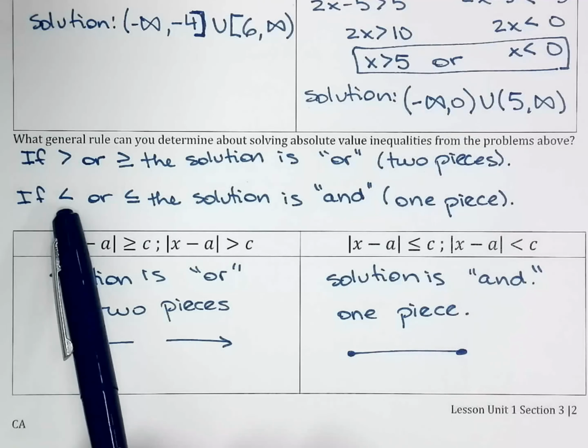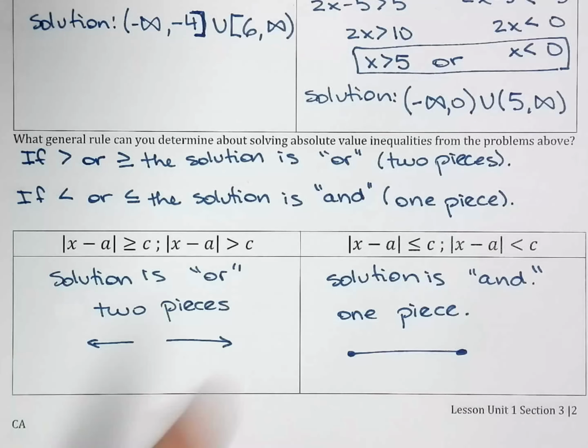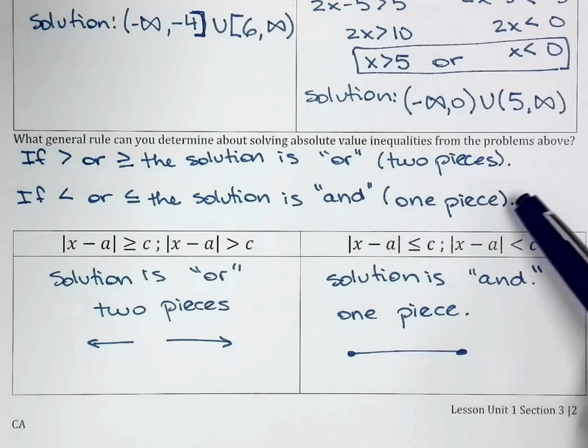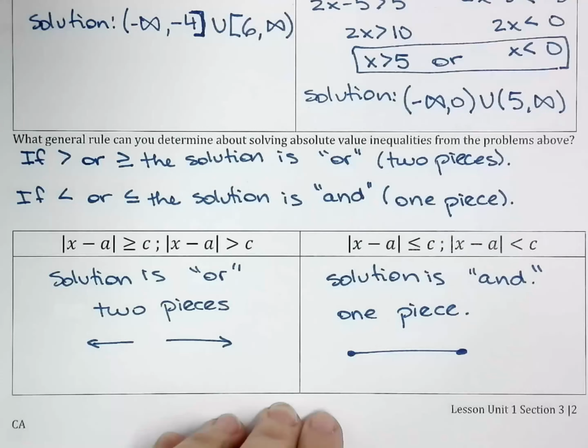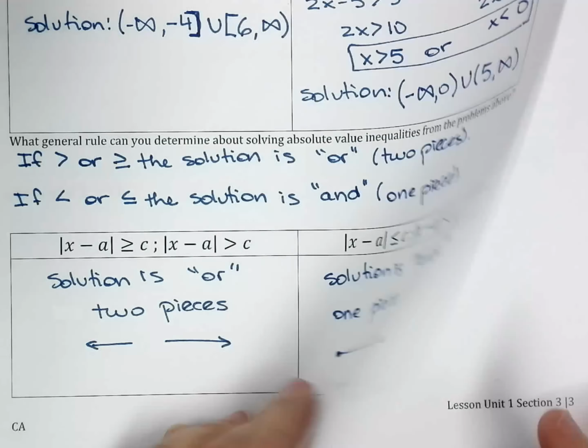Now if it's less than or equal to, then the solution is "and". They meet in the middle, so they only have one piece right there. Super easy, straight to the point. That's what we need to know. Starting page 3 now.